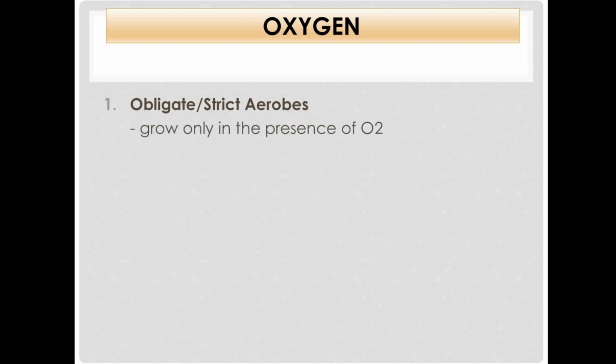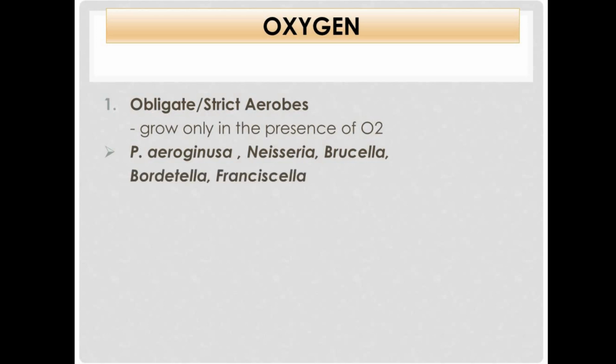They grow only in the presence of oxygen. When an organism grows only in the presence of oxygen, they are called obligate or strict aerobes. So they need oxygen to be alive or to be living. Okay? Examples of this are Pseudomonas aeruginosa, Neisseria, Brucella, Bordetella and Francisella.